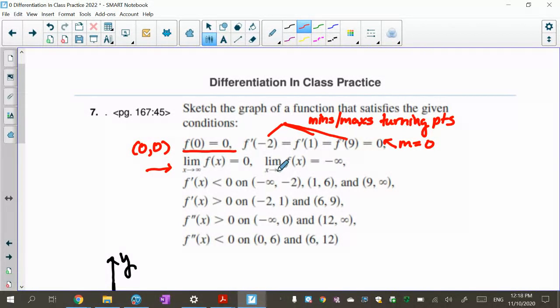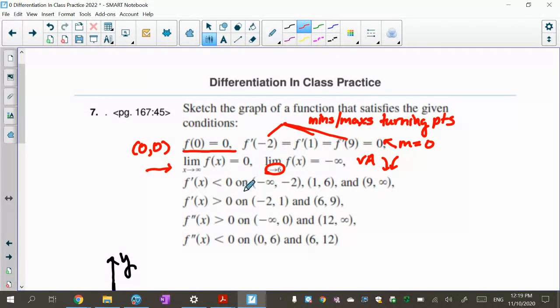Here, when x approaches 6, now notice it's not a plus or minus, just a 6, the function goes to negative infinity. This reminds me of a vertical asymptote. So I believe now I know at 6 there's going to be a vertical asymptote, and it's going to approach negative infinity. So probably on both sides it's going to go down to negative infinity because it didn't say from the left or the right.